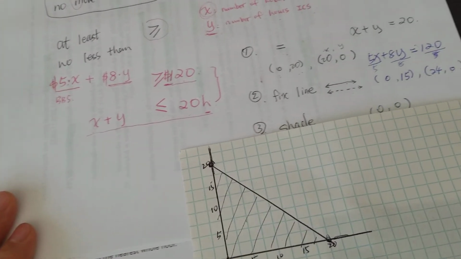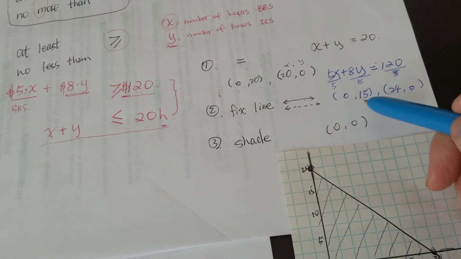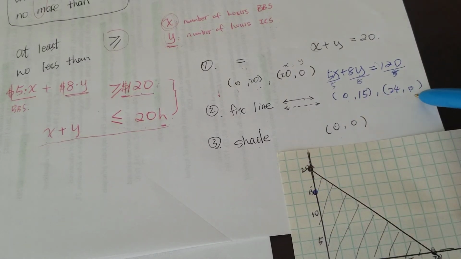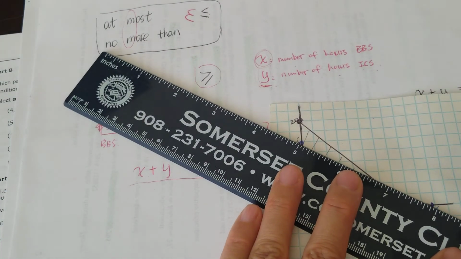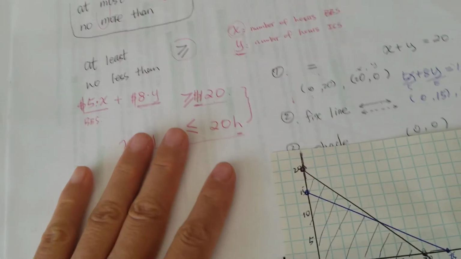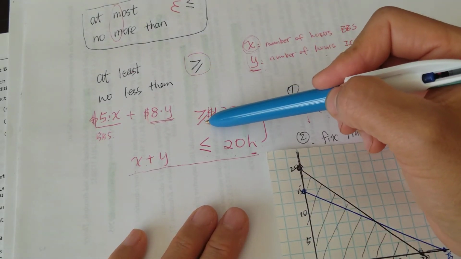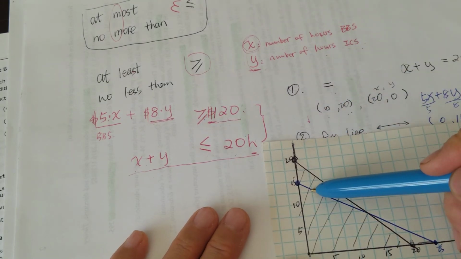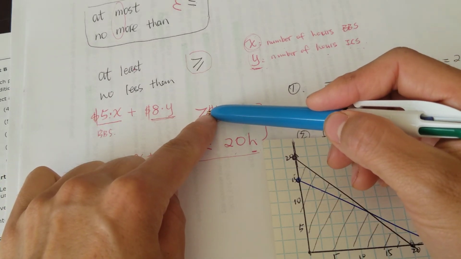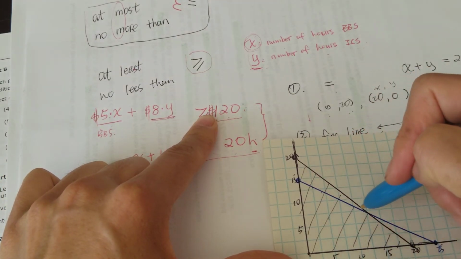Now, where we have 0, 15, which is right here, and 24, 0, this is 25, which is slightly less than 25. Now connect those 2 points. Because I have an equal sign here, I need to use the real line. If you do not have the equal sign here, you need to use the dotted line.